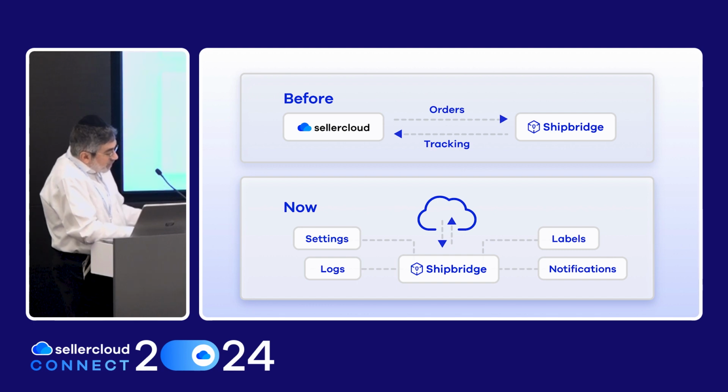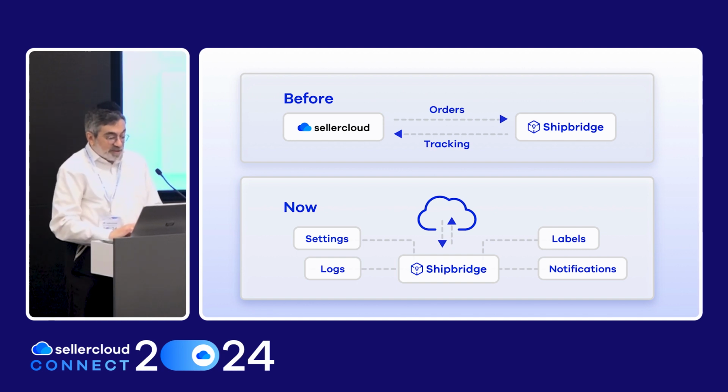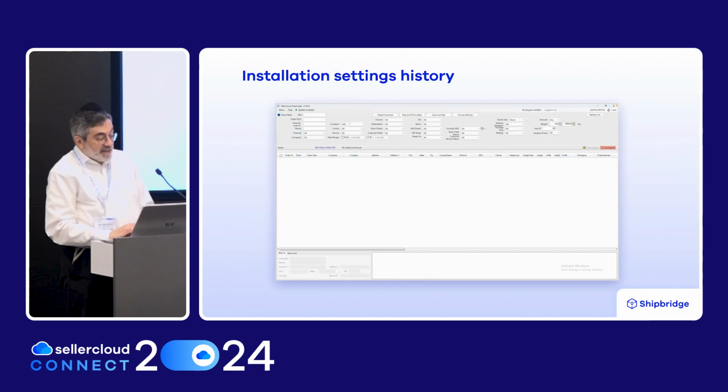It communicates with other apps. So we have the settings app. You can get your settings from the web, not necessarily from your PC. Yes, this is already available now. You can get the logs, and you can print labels, and you can also send notifications through Shipbridge. So let's elaborate on that just a little bit.